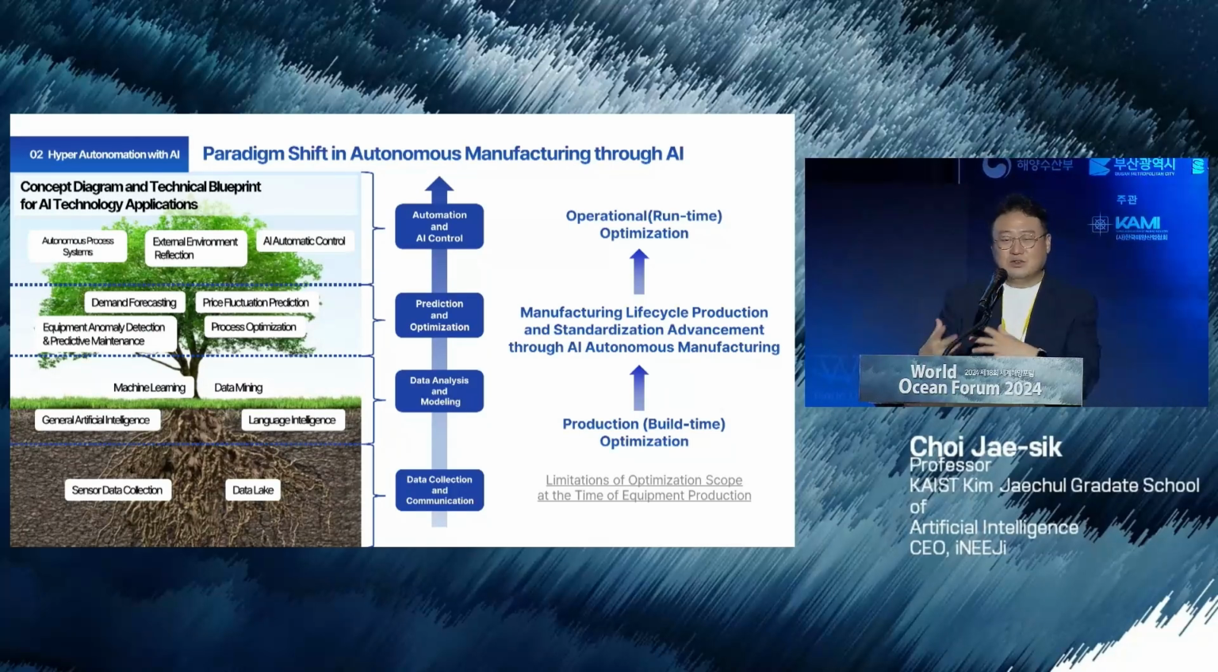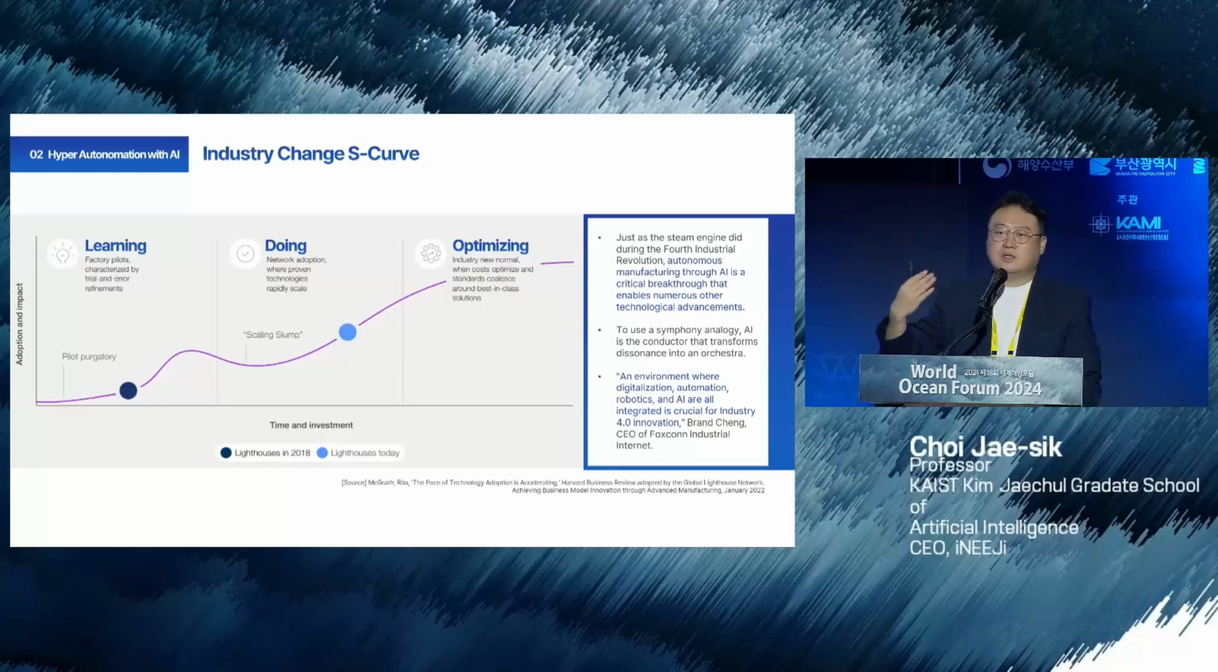Now the manufacturers could optimize the runtime as well. As you saw in the previous slide, optimization is possible. We can save energy and we can improve quality, make things faster, and operate more safely.